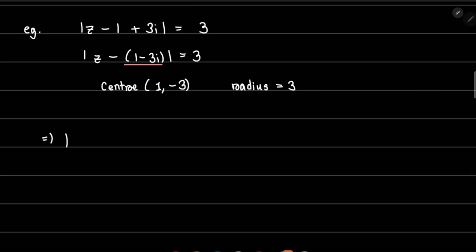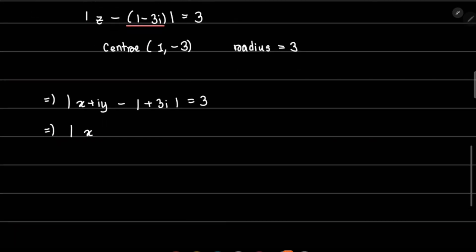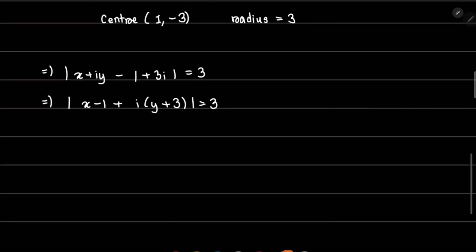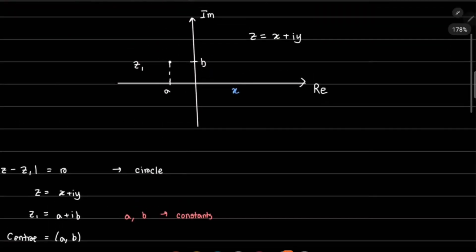We know that z is x plus iy, so I can just replace it with that, and then we have minus 1 plus 3i. I'll gather the real parts together, so that's x minus 1, and the imaginary parts together, so that's i(y plus 3). Now if you know how to find the magnitude of a complex number, it's just using Pythagoras theorem with these two values. So the magnitude of this line, I can show it on the diagram as well.